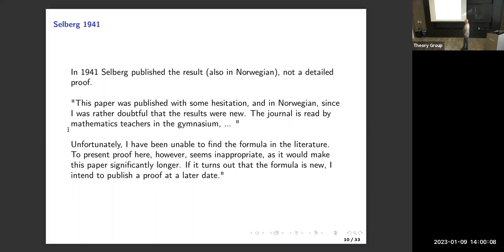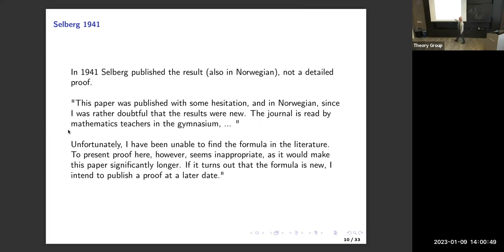Being sort of a shy young Norwegian, he published it in Norwegian and without a detailed proof. Later, in a letter to a friend, he said, "This paper was published with some hesitation, truly Norwegian, and in Norwegian, since I was rather doubtful that the result was known. The journal is read by mathematics teachers in gymnasium."